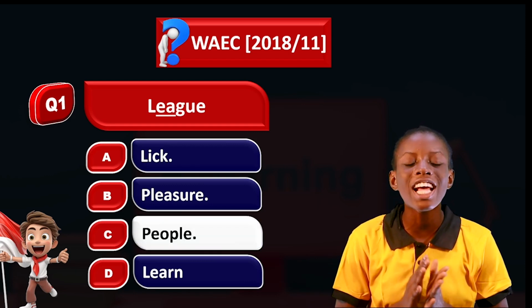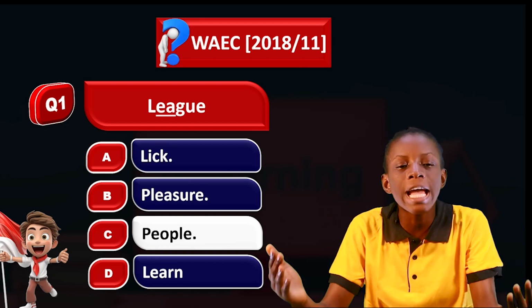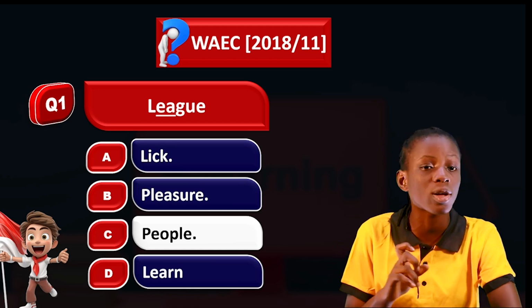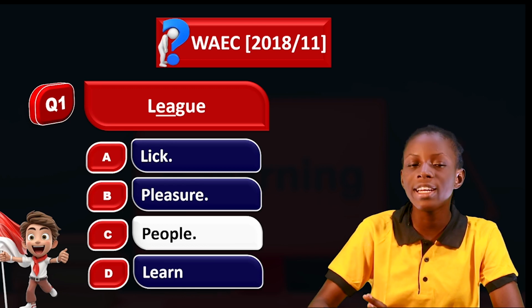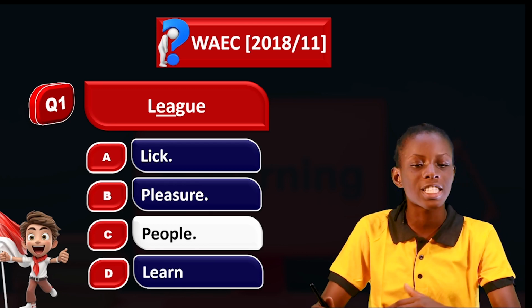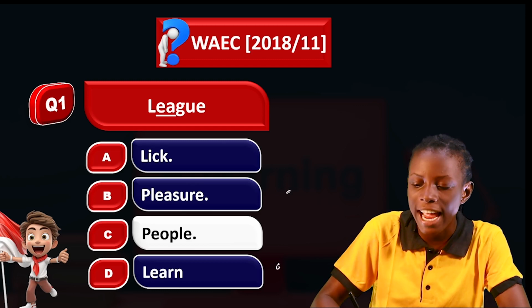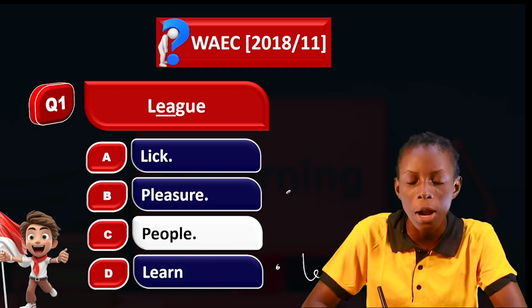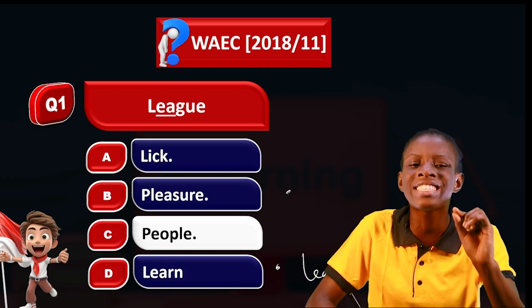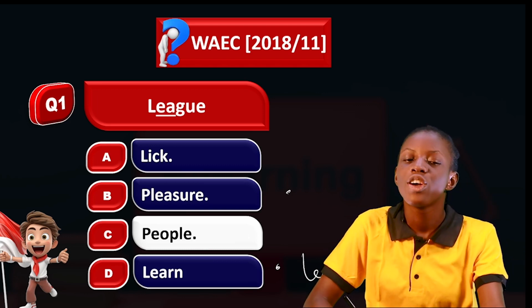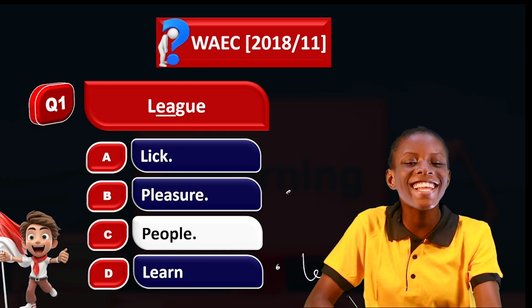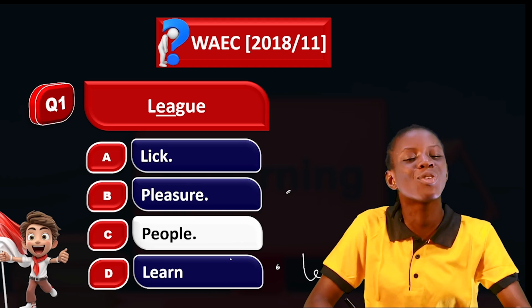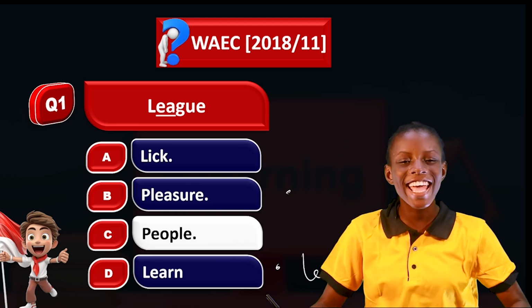Now remember, your letters do not matter. Two words may have the same letters but have different sounds. In a test of orals, we are not bothered about letters but the sounds we hear. You notice that leak has L-E-A, and options B and D, pleasure and learn, have L-E-A too, but that is not our answer. People, which has totally different letters, E-O, was our answer. Kill your letters and listen to sounds. Your letters will confuse you, but your sound will lead you to the correct answer. Okay, let's move on.